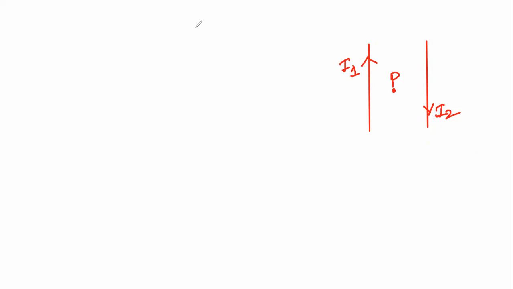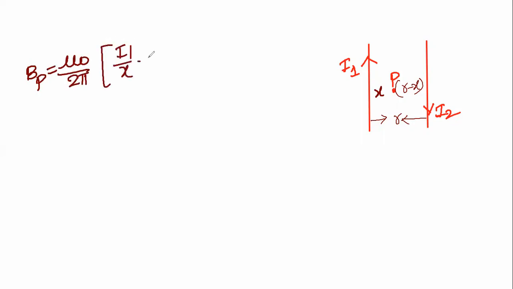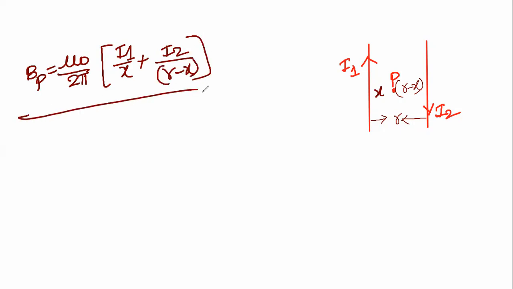Whenever we take this, this is the distance x, this is r minus x. Let us suppose the separation between them is taken as r. Therefore, we'll take the magnetic induction at the point P as mu naught divided by 2 pi into I1 divided by x plus I2 divided by r minus x. This is the magnetic induction.